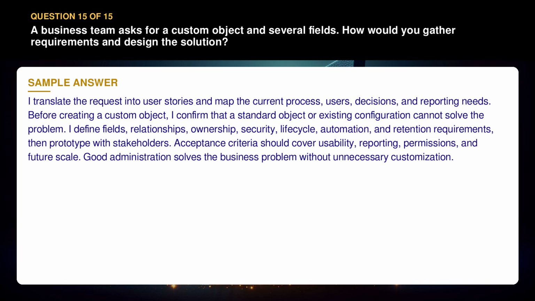I translate the request into user stories and map the current process, users, decisions, and reporting needs. Before creating a custom object, I confirm that a standard object or existing configuration cannot solve the problem. I define fields, relationships, ownership, security, lifecycle, automation, and retention requirements, then prototype with stakeholders. Acceptance criteria should cover usability, reporting, permissions, and future scale. Good administration solves the business problem without unnecessary customization.